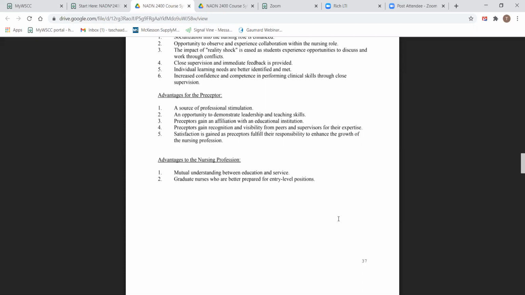Right now, I know it's very stressful, but our students tend to do very well. That's why we want you to be professional and have your best foot forward, actually at all times during this semester, but definitely when you are working with your preceptor. Advantages of the nursing profession: mutual understanding between the education and service, and graduate nurses are better prepared for the entry-level position.